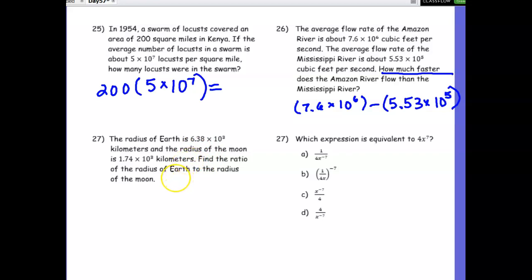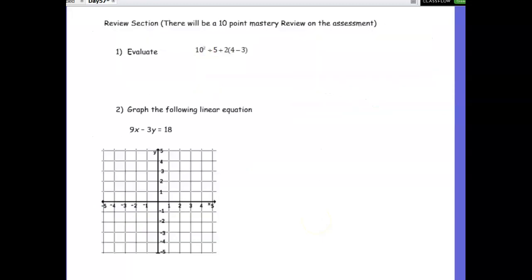The radius of the Moon is 1.74 times 10 to the 3rd kilometers. Find the ratio of the radius of the Earth. A ratio is a division. So 6.38 times 10 to the 3rd, and we're going to divide by 1.74 times 10 to the 3rd. Use Desmos again and get your answer. Number 27 is just a multiple choice, and then we get into our review section.